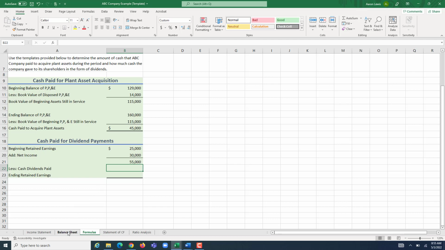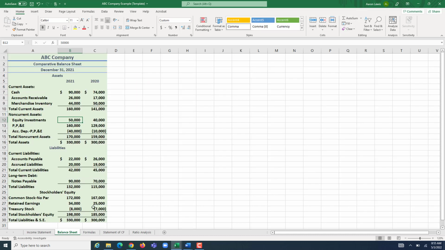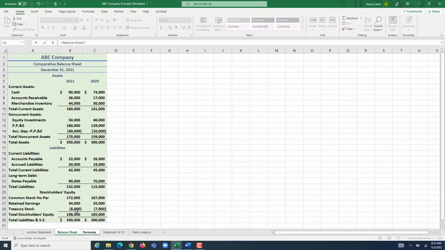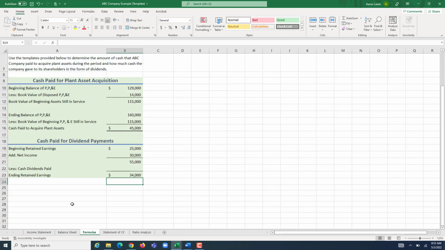So let's go back to our balance sheet and see what our retained earnings balance was for the 2021 business year. And we see here, we only have $34,000 of retained earnings. Curious. We could have had $55,000, but our ending retained earnings is only $34,000. Well, to get from what could have been to what actually was, we must have paid dividends. So what amount of dividends must we have paid during the period? We must have paid $21,000 in cash dividends.